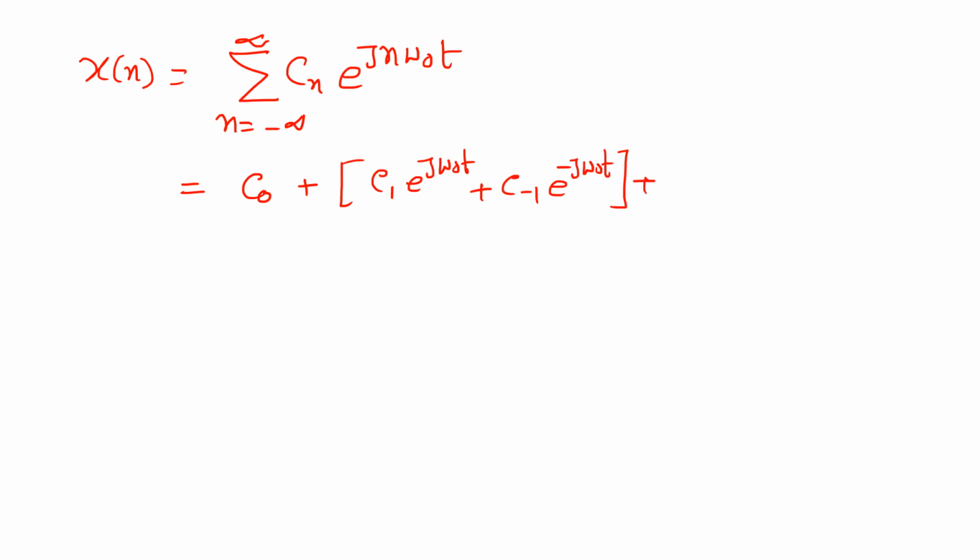Then similarly for the second one, C2 and C minus 2. So in general, Cn e to the power j n omega naught t plus C minus n e to the power minus j n omega naught t. These two can be combined like that.